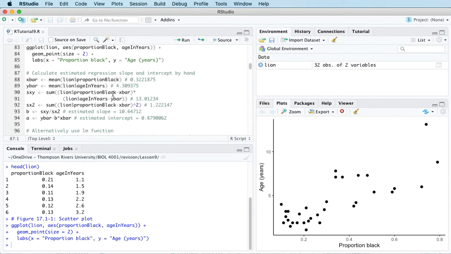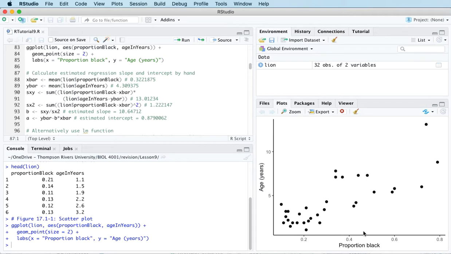So let's estimate the simple linear regression model. When we say let's estimate the simple linear regression model, what we mean is we're going to estimate the equation of a straight line that goes through the data. And that line is the regression line.